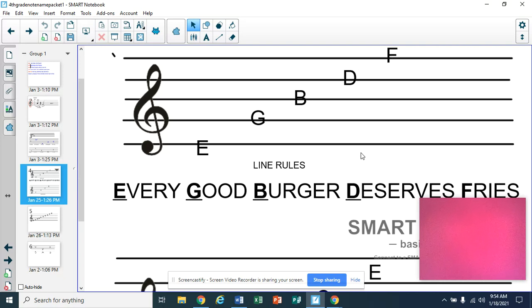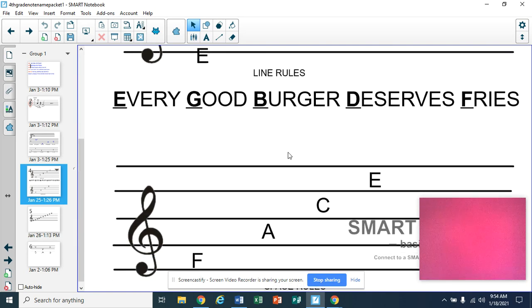So if I said to you, hey boys and girls, tell me what the letter name on the third line is. All you have to do is remember the third word in your sentence. Every good burger. Burger is the third word. The letter B starts with burger. Every good burger. The third line. 1, 2, 3 from the bottom up.